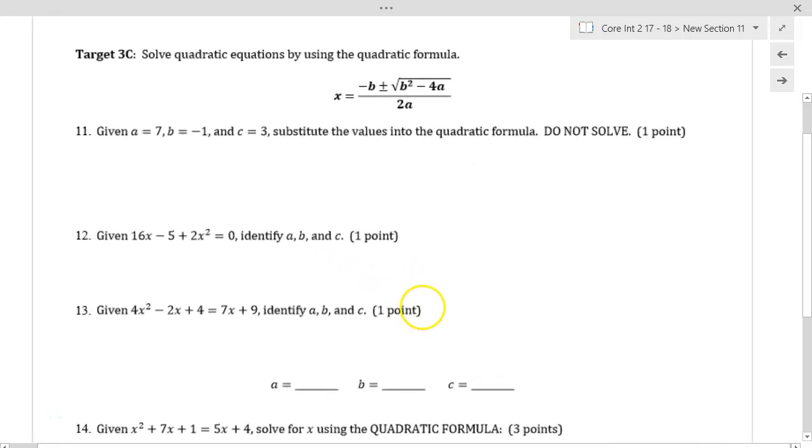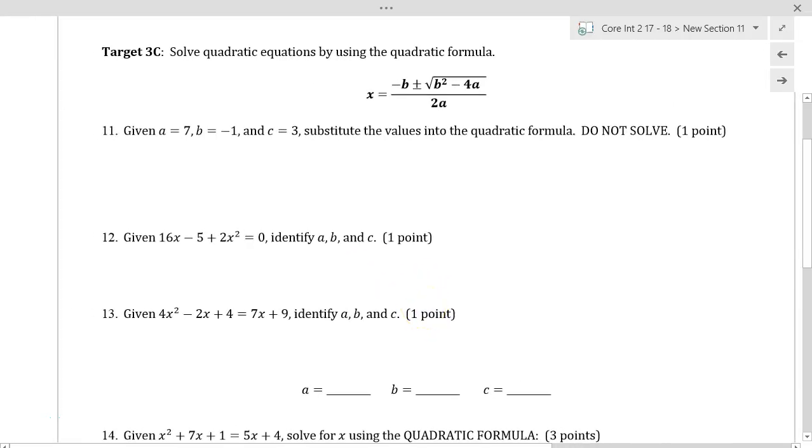All right, we are now looking at target 3C. Target 3C was all about the quadratic formula. Again, you will be given that quadratic formula on the test, so you don't have to worry about memorizing it.